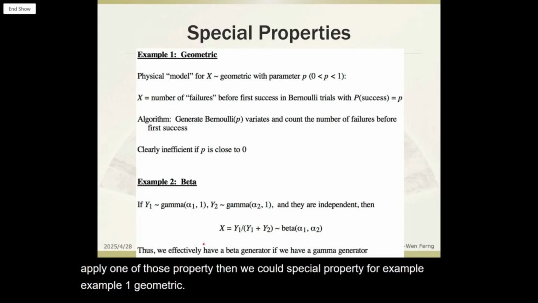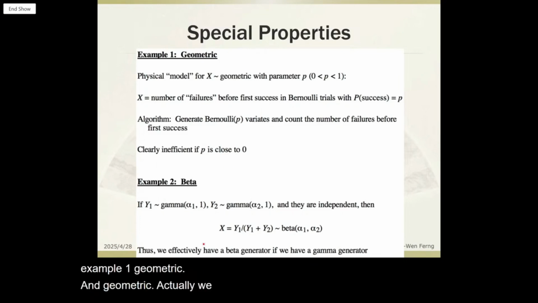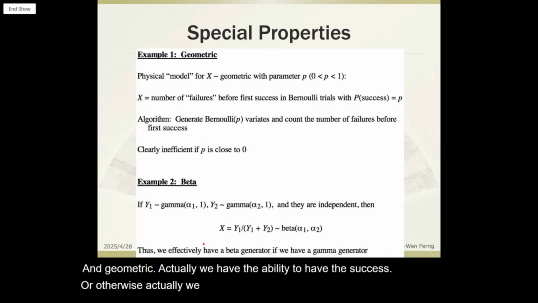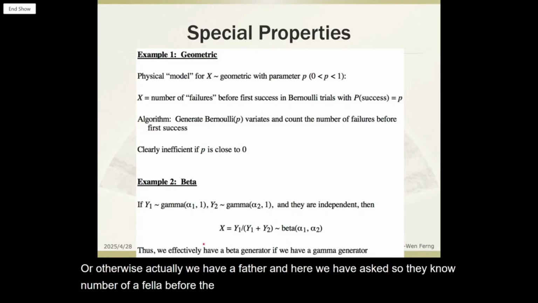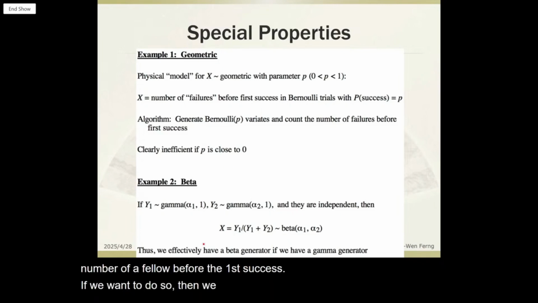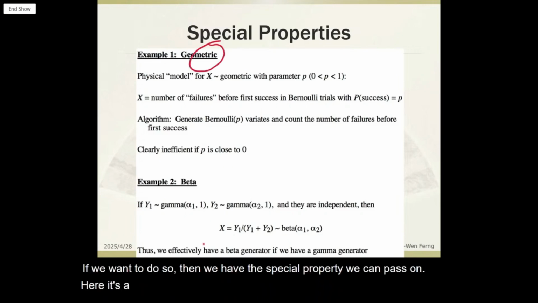And geometry, actually, we have the probability P to have the success, or otherwise, actually, we have a failure. And here we have S to denote the number of failures before the first success. If we want to do so, then we have the special property. We can pass on, here it's geometry, but we can pass on to Bernoulli.